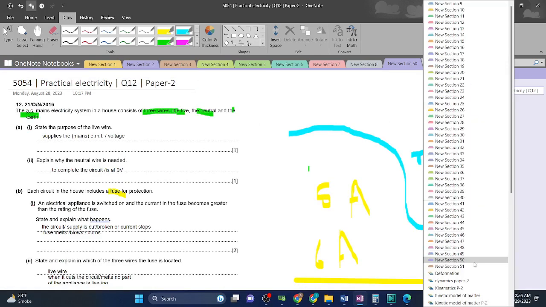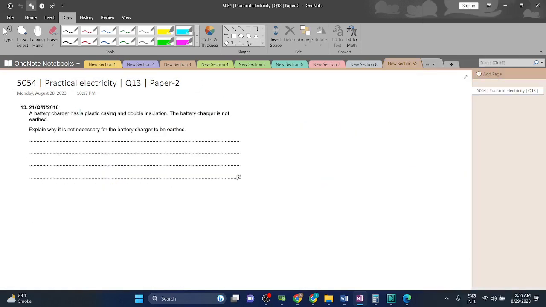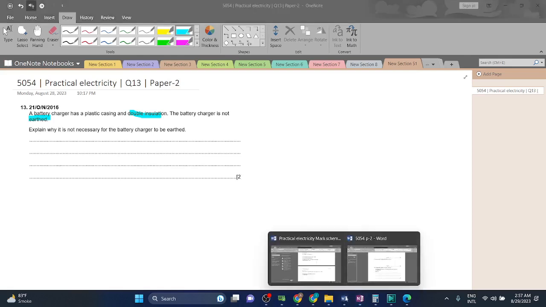We're going to be moving to question 13. Question 13 is fairly small, just one small part. A battery charger has a plastic casing and double insulation. The battery charger is not earthed. Explain why it is not necessary for the battery charger to be earthed because of the fact that it is double insulated. And when something is double insulated, it will not be in need of any earthing. As simple as that.